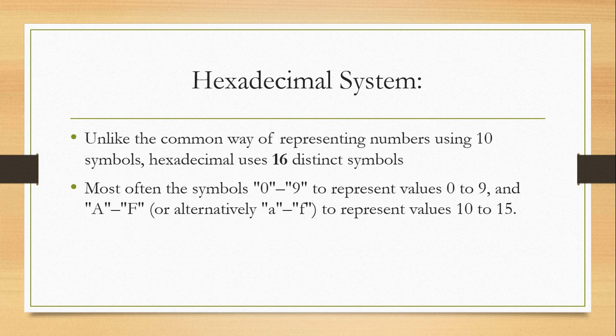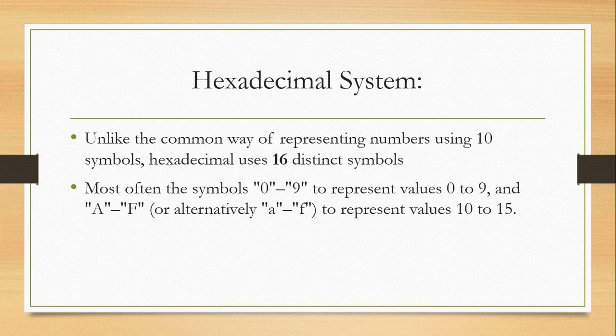Unlike the common way of representing, the former number system of a hexadecimal system was a decimal number system, and it only included 10 digits, which were used to represent the corresponding 10 digits or numbers.